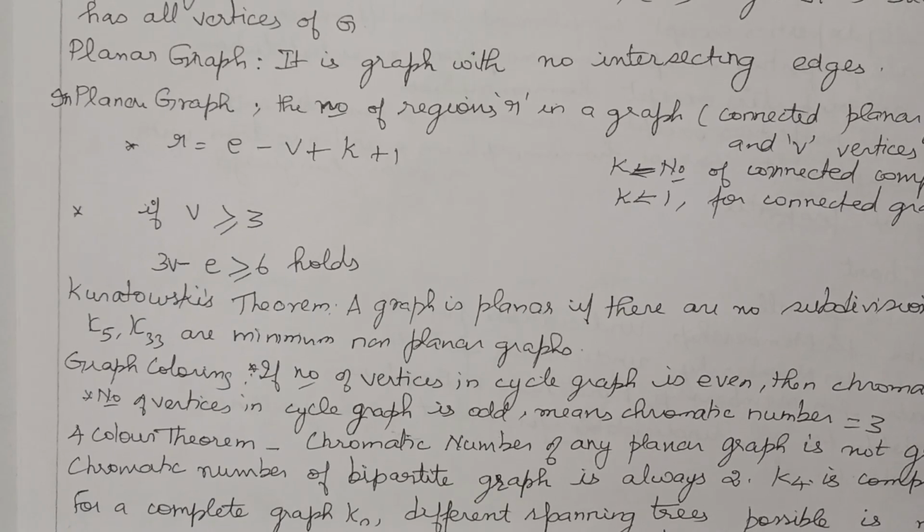Trees with n vertices have n minus 1 edges. At least 2 vertices will have a degree of 1. Spanning tree: it is a tree with n vertices and n minus 1 edges. It is a subgraph of G and it has all the vertices of G. Planar graph: it is a graph with no intersecting edges.